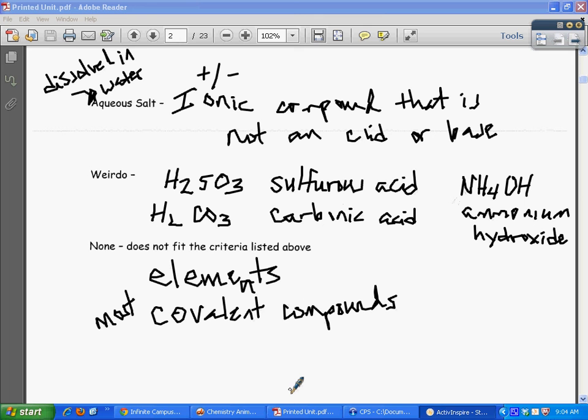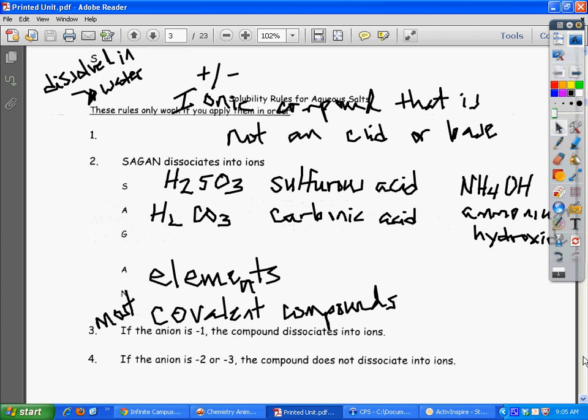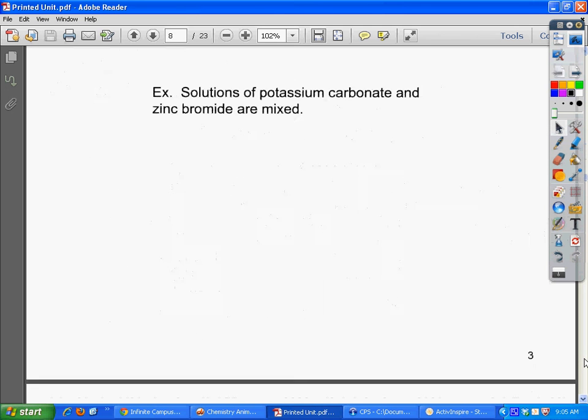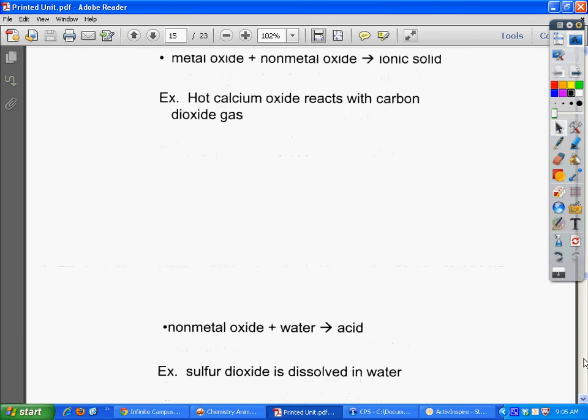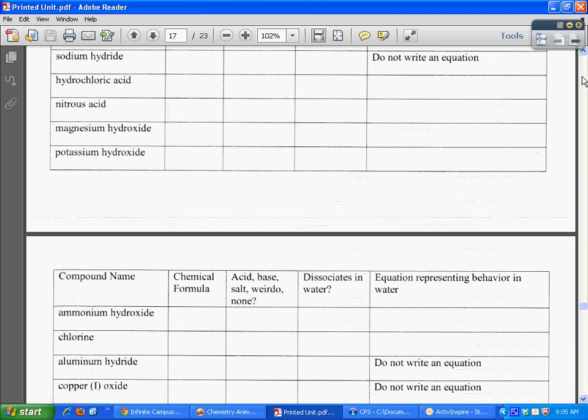Okay? So what I would suggest you do is pull this page out of your binder, and then I'd like you to turn back to page 17 with me. So what we're going to practice doing is looking at these names and formulas and classifying the materials as acid, base, salt, weirdo, none. And yeah, you can use a letter, A, B, S, W, N. I'm fine with that. That's no problem.